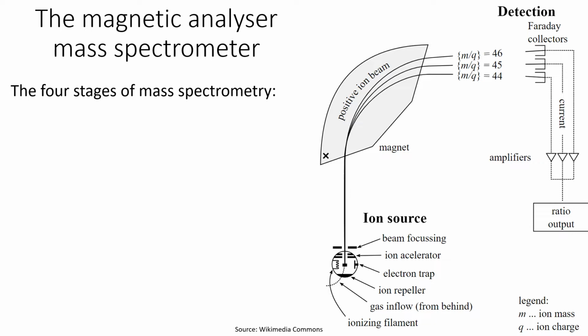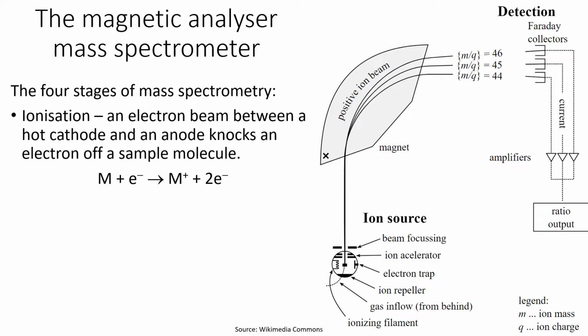So on the right here we've got a schematic of a mass spectrometer, and the thing I really want to focus on to begin with are the four basic stages that we can talk about in mass spectrometry. So certainly for this type of analyzer anyway, which is a magnetic instrument.